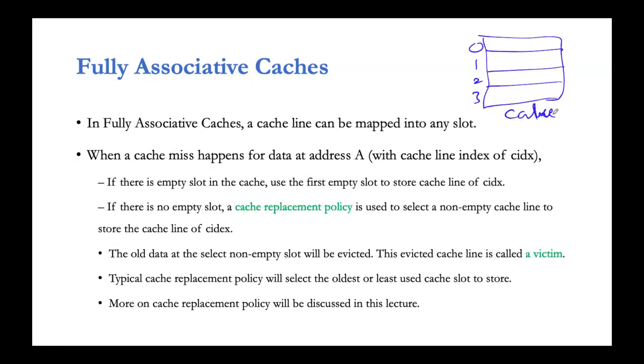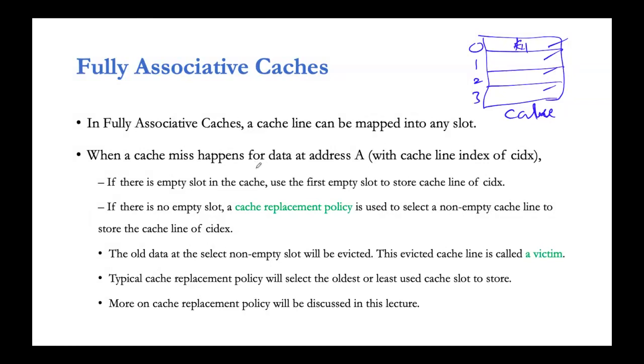But in fully associative, suppose the first frame goes and takes place in this cache, the cache line 1 is taken here, then if the second cache line is also required, but there are empty slots, any of these empty frames will be given. That is first in, first out, the empty filling will be given.